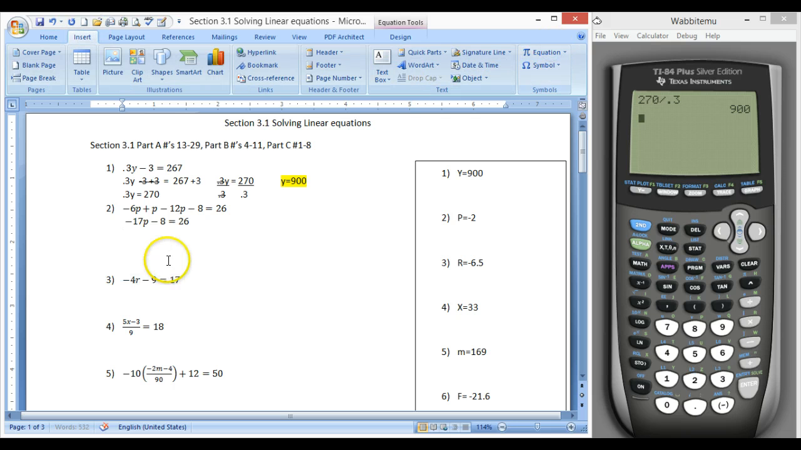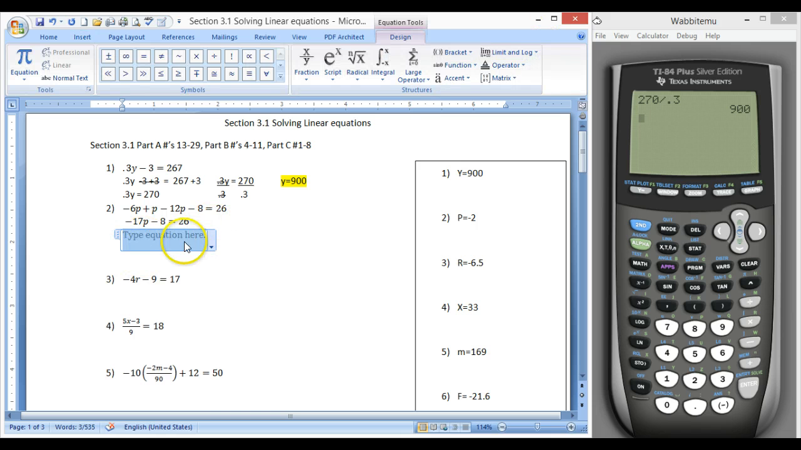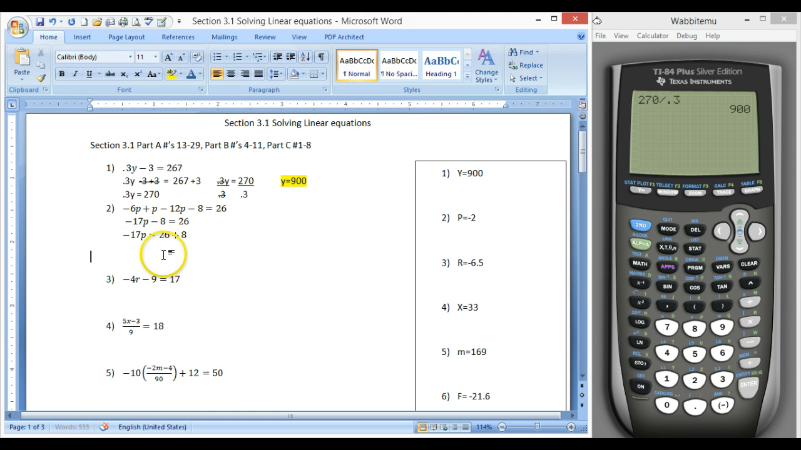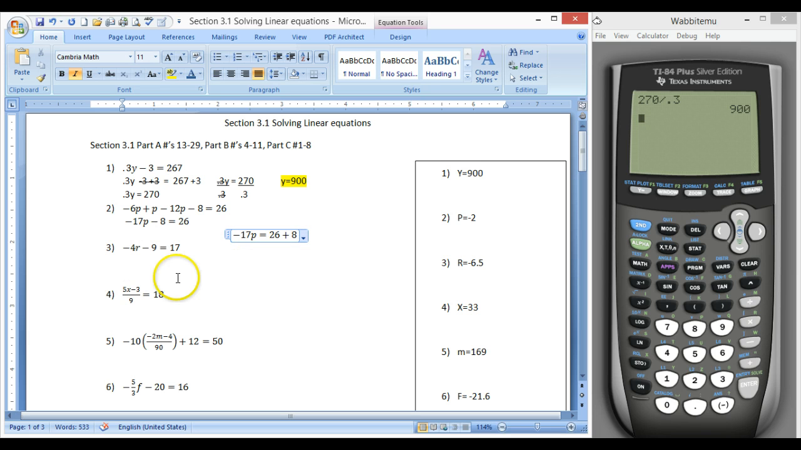On my next line, insert an equation. Oh, my computer, there we go. So now I have negative 17p, and I'm going to be adding the 8, so I have 26 plus 8. Oops, I should be doing this by hand. This is getting kind of crazy out here.